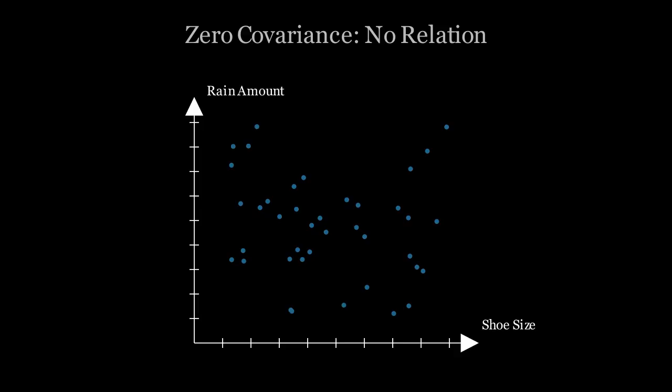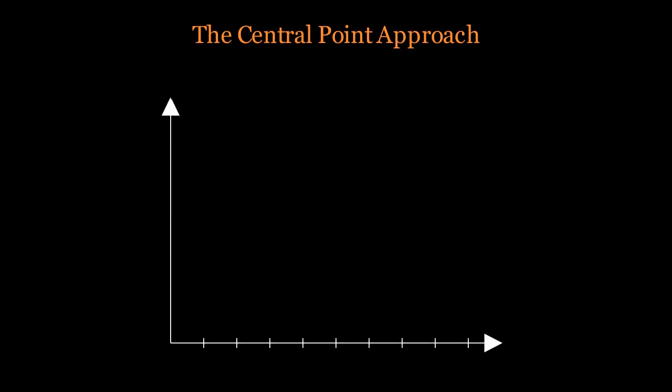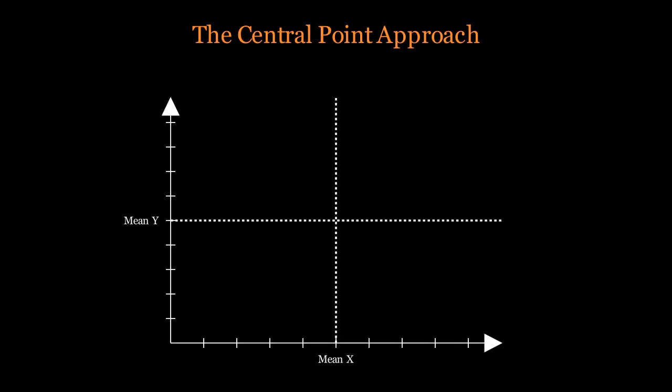But what happens when there is no relationship at all? Imagine plotting your shoe size against the amount of rain in Tokyo. The points would be scattered everywhere like a random cloud. In this case, the covariance is zero. Changes in one variable tell us absolutely nothing about the changes in the other.